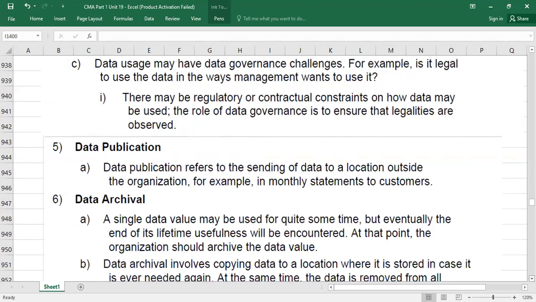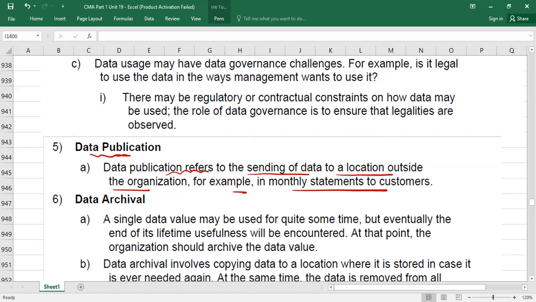Once data usage is done, then we have data publication. Sometimes, for example, financial reports. Obviously you will obtain the data about sales, purchase. You will maintain the data. Okay, you will prepare some financial statements, and later on maybe you will publish this data to the public. Data publication means what? Data publication refers to sending of data to a location outside the organization. For example, monthly statement to customer. That is also called data publication. We are sending the data to a location outside the organization.